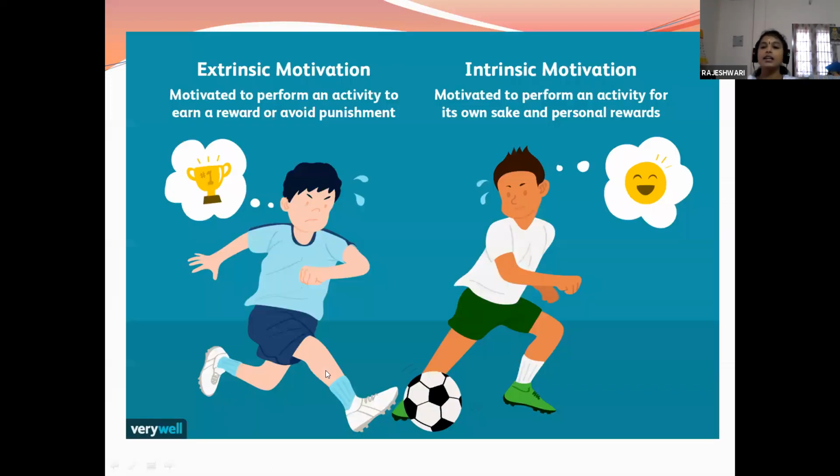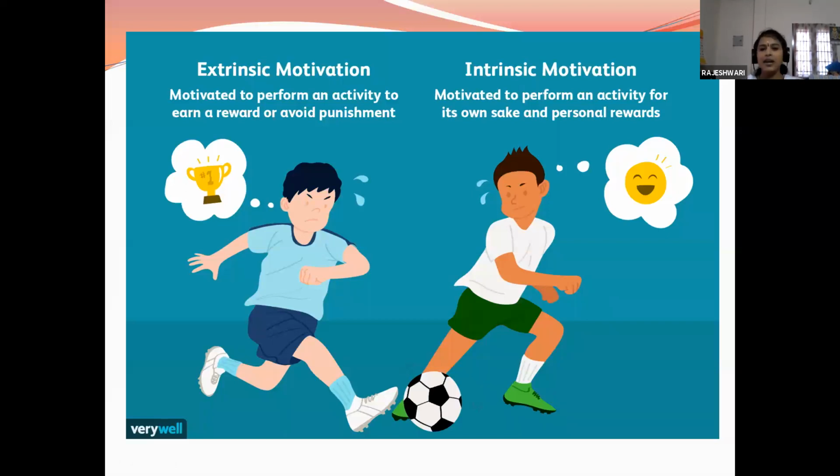So these are the different types of extrinsic motivation and intrinsic motivation. Everyone should have some internal motivation. Here two persons are playing. Extrinsic motivation means being motivated to perform an activity to earn a reward. So his aim is to earn that reward, or to avoid some punishment.